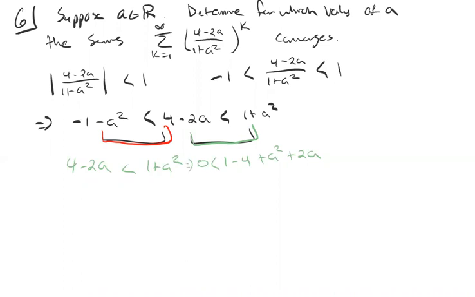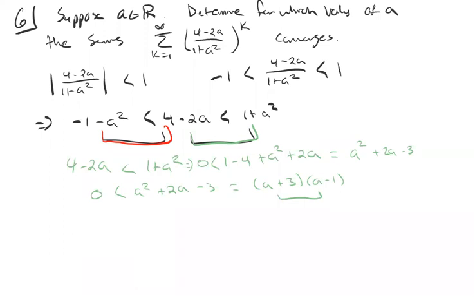Okay, combine like terms. So that's what, -3. And I'll rewrite it in the standard form of quadratic as a squared plus 2a minus 3. So we have 0 is less than a squared plus 2a minus 3. And that factors into (a plus 3)(a minus 1). Okay, so now we have two cases. Either both of these factors are positive or they're both negative.